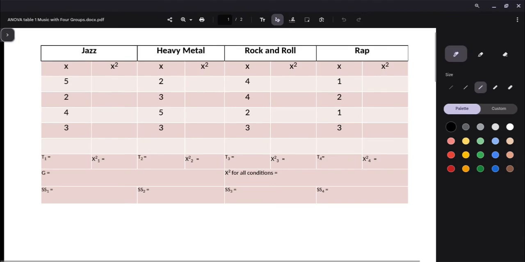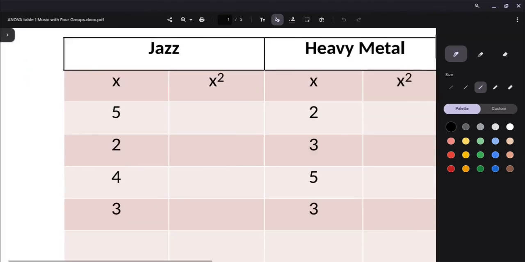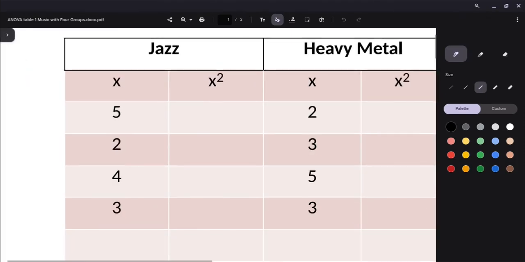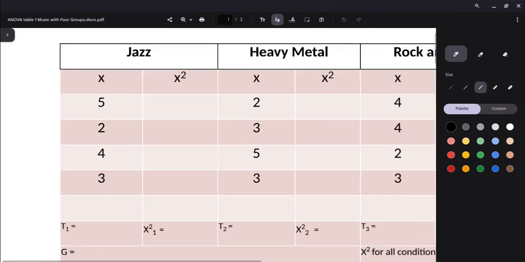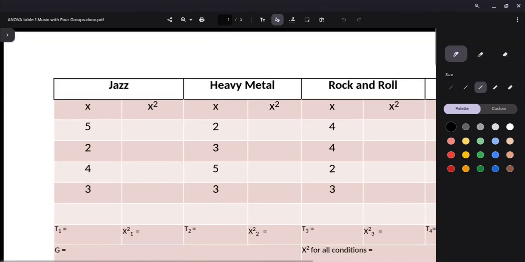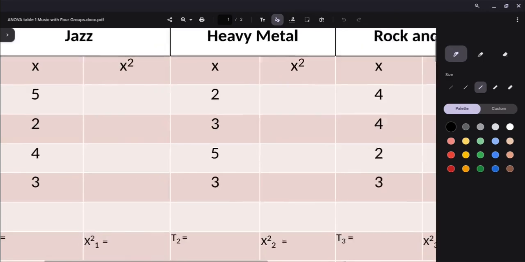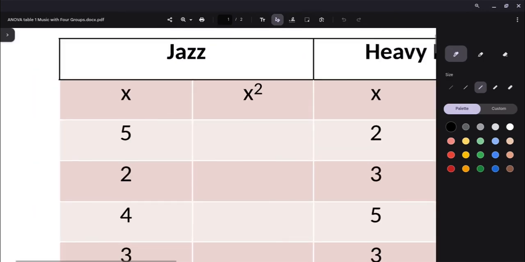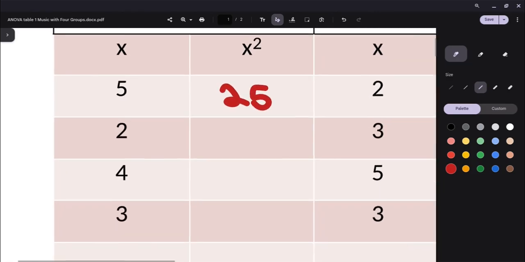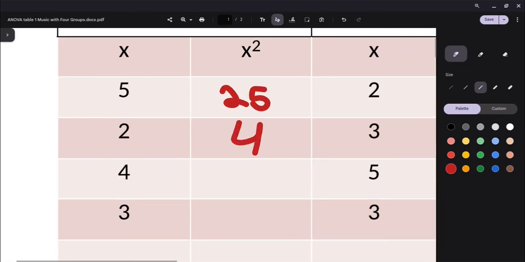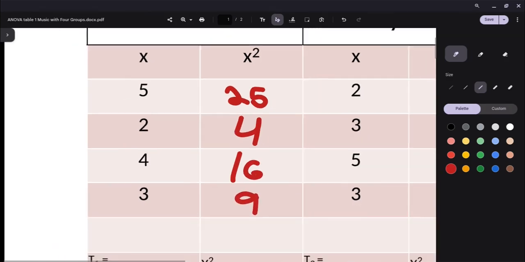Okay, so to start with, we need to find our x squared in each of our categories. So we have jazz, heavy metal, rock and roll, and rap. So let's get started. 5 times 5 will be 25. 2 times 2 is 4. 4 times 4 is 16. 3 times 3 is 9.